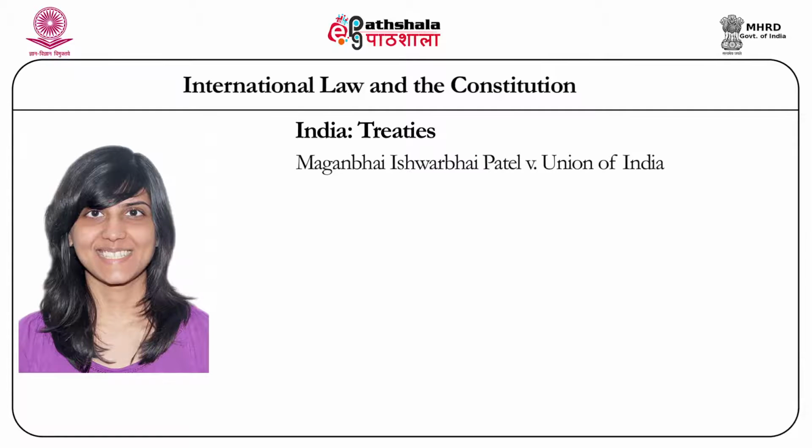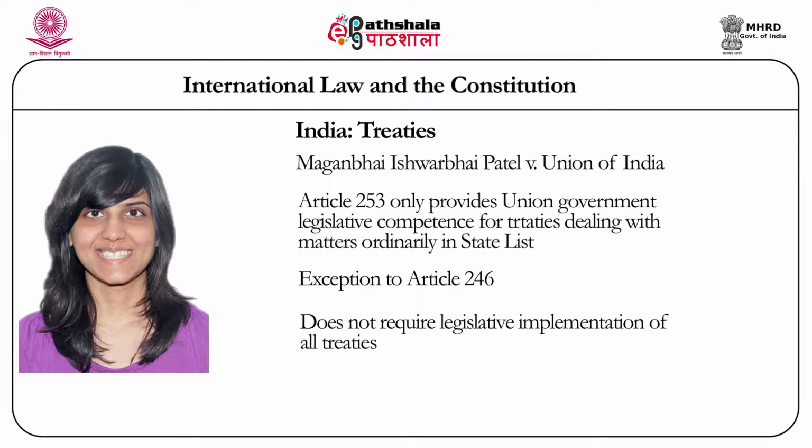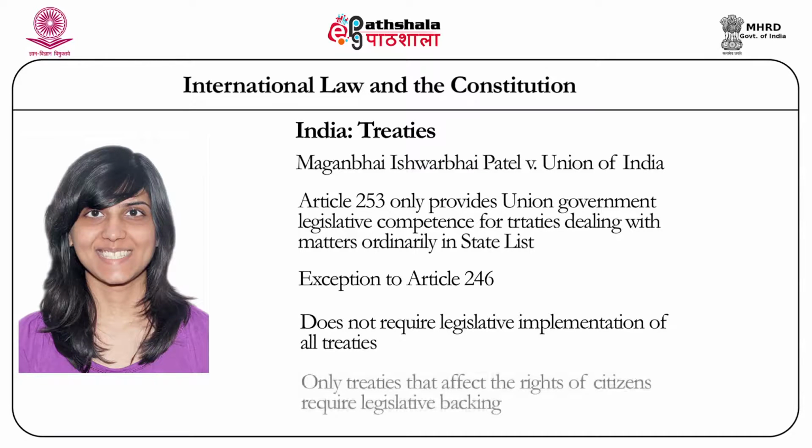Justice Shah held that Article 253 merely provides that if a treaty relates to matters which are ordinarily part of the legislative competence of states, the Union government has the power to enact implementing legislation. It therefore was an exception to Article 246, which provides that the Union government cannot legislate on matters on the state list. But Article 253 does not require that Parliament enact a law to implement all treaties that are entered into by the Union government. Justice Shah held that only treaties which would affect the rights of citizens would require legislative backing in order to be implemented in India. But all other treaties did not require any such action in order to be implemented.